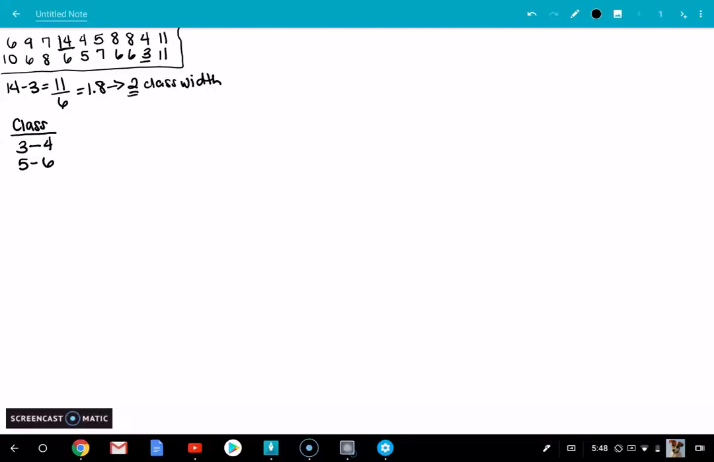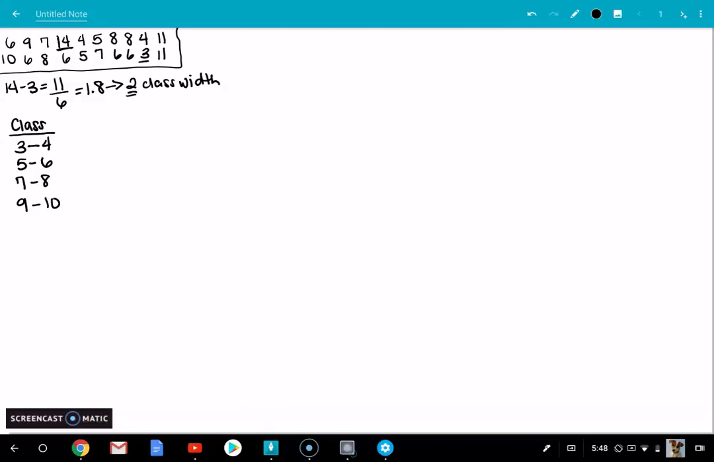So then you can see the class width right here, 4 plus 2 is 6. And then 7 to 8, 9 to 10, 11 through 12.